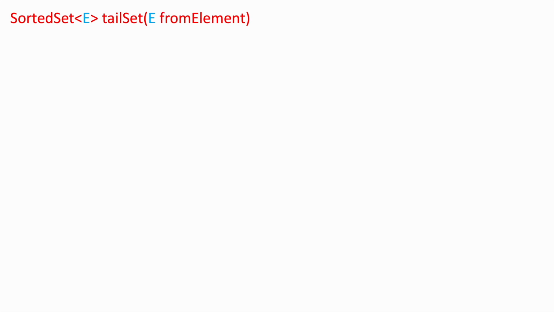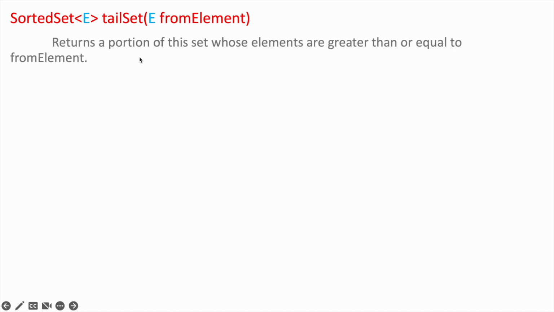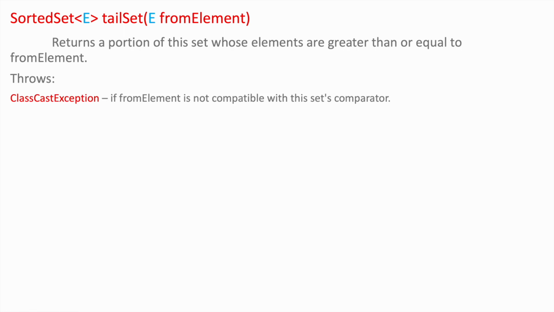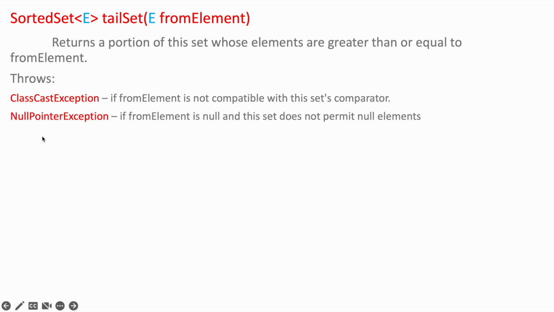The next method is the tailSet method. What will this tailSet method do? This method returns a portion of this set whose elements are greater than or equal to the fromElement. So this method also returns a sorted set whose elements are greater than or equal to the fromElement. This method may throw a ClassCastException if the fromElement is not compatible, meaning if we give a different type. The tailSet method may also throw a NullPointerException if the fromElement is null.